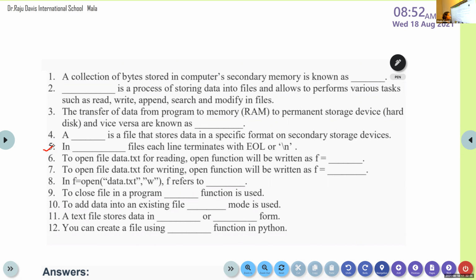There are two types of files. In which type of file is EOL being used? After that, the sixth one, you can write this to open a file. What is the file name? The file name has been mentioned and reading mode has been mentioned. So how can you write? Seventh one, to open a file with writing mode, what is the function that is to be written? And here F refers to what?